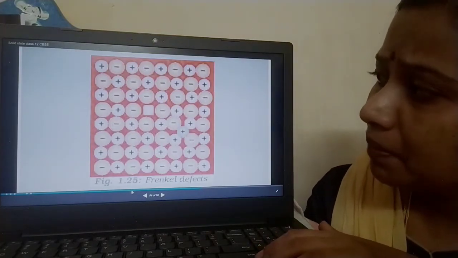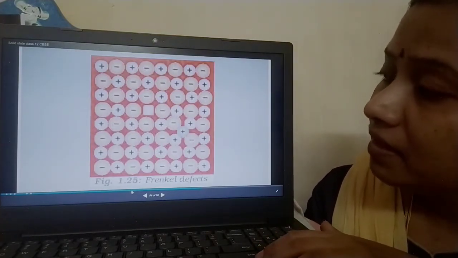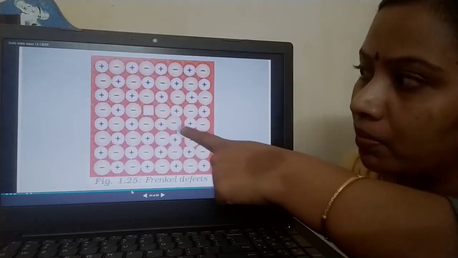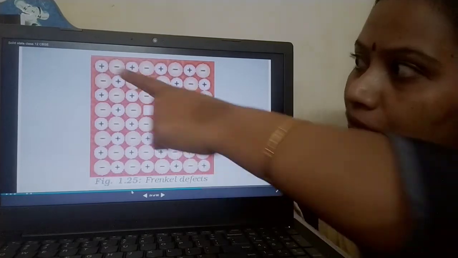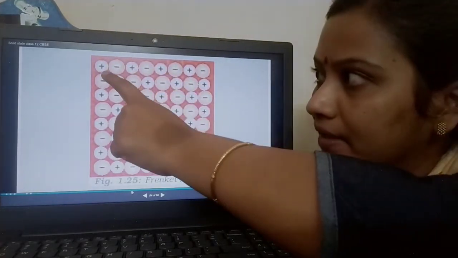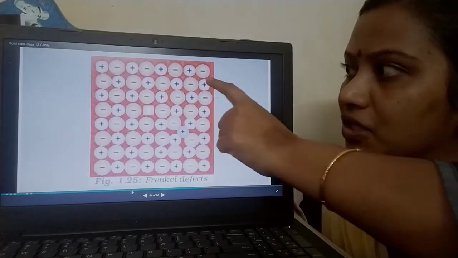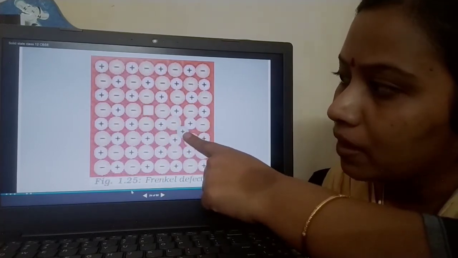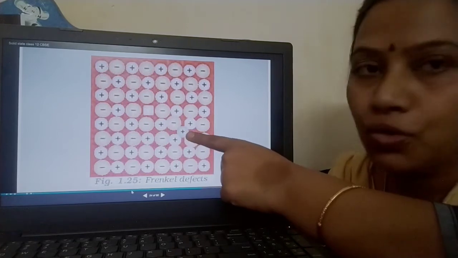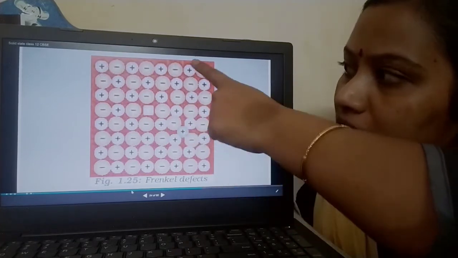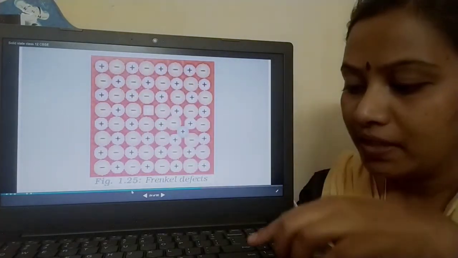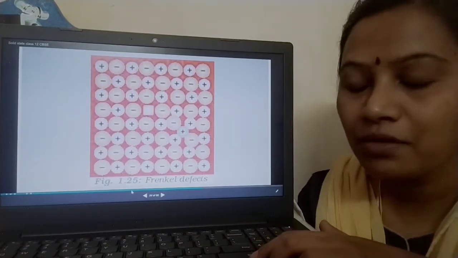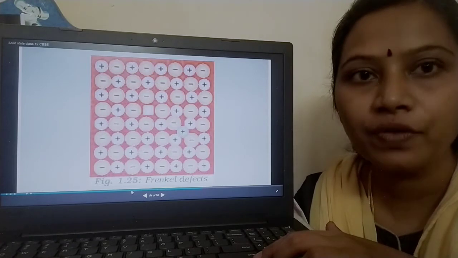So this is an example of Frenkel defect, where there is a dislocation of a particular atom from the normal site to the interstitial site. These are normal sites and the gaps between them are interstitial sites. See, one atom has moved from its normal site to an interstitial site. So this does not change the density of a substance, because there is only a dislocation of a small cation.